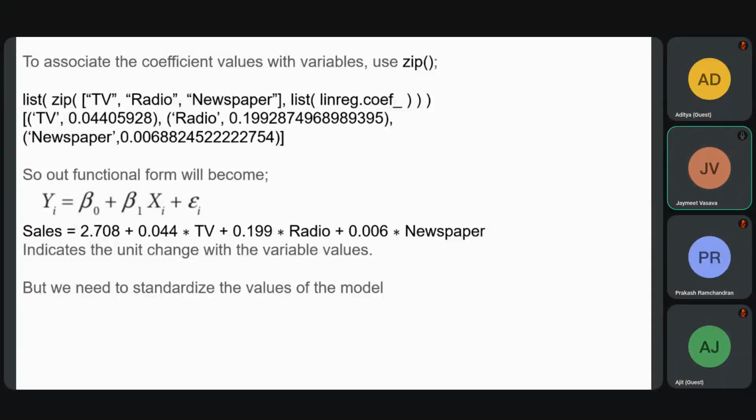Of course it's a mathematical equation, so they are basically indicating the unit change with the variable values. So for every unit change, 0.044 is the unit change for TV, 0.199 is the unit change for radio, and 0.006 is the unit change for the newspaper. So we need to standardize the values for the model now.